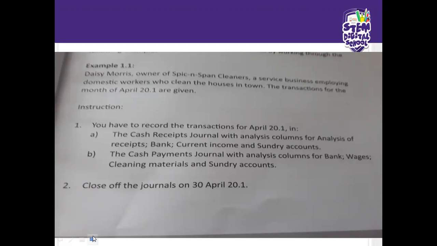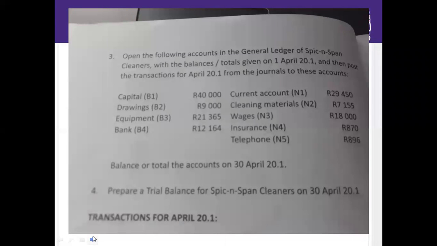And then with the instruction number 1, you have to record the transactions for April in the cash receipt journal, the CRJ. And with number B, the cash payments journal, the CPJ, and they give you the headings then. With number 2, they ask you to close off the journals. What they mean with that is you need to add up all the columns and get the totals at the bottom of your journals. And as we move along, with number 3, they ask you to open the following accounts in the general ledger of Spick a Span Cleaners.